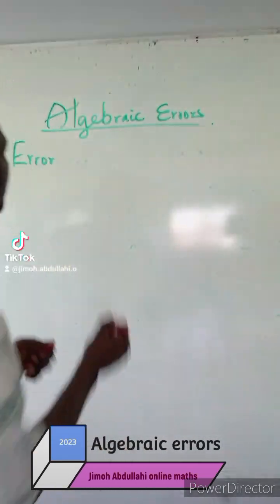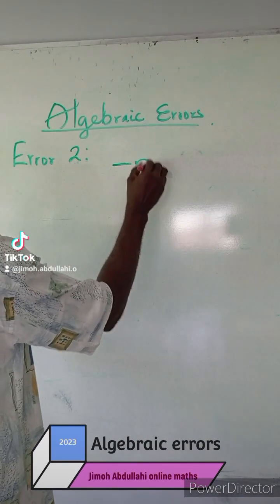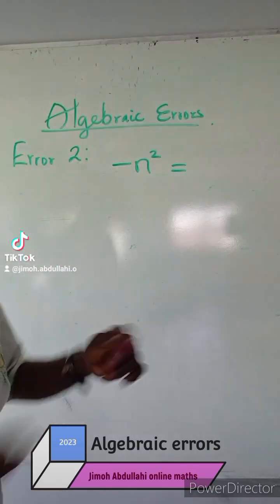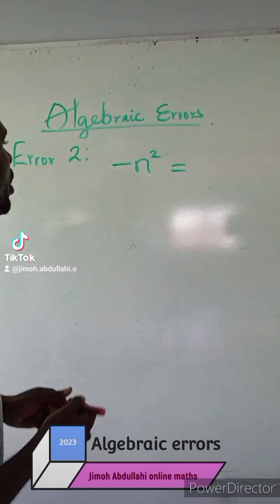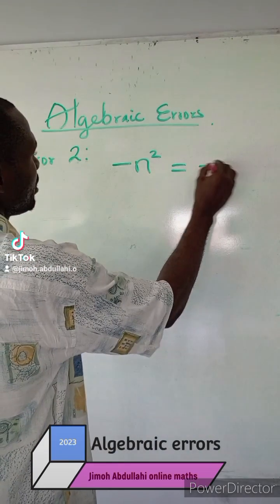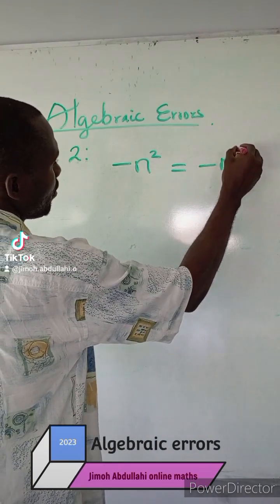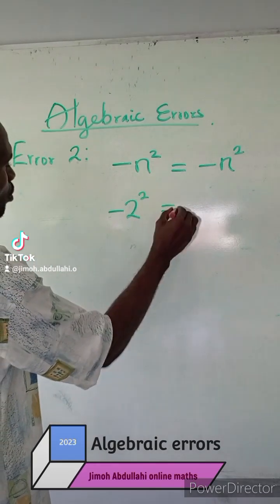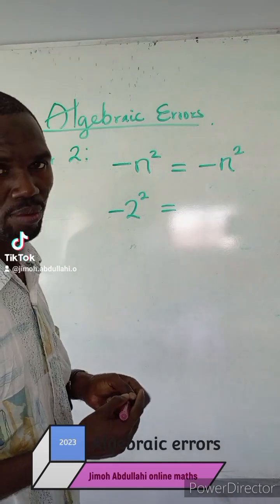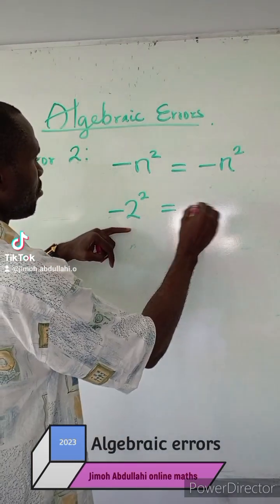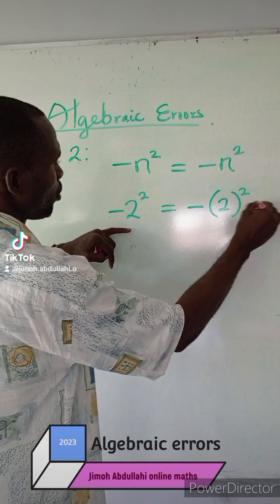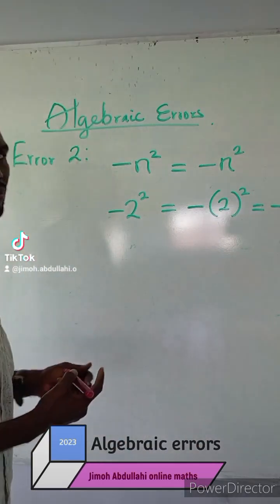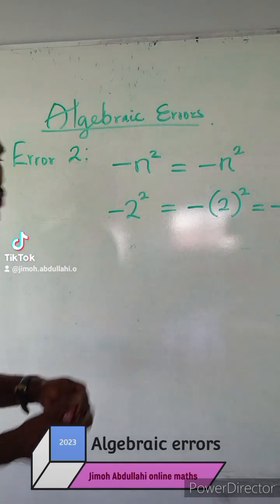Error 2 is when you have a negative number to the power of something. If you have something like minus 2 to the power of 2, it is still the same thing as the negative of the power of the number. The answer is not going to be 4. This will give me minus 2 to the power of 2, and that will be minus into 4. The answer will be minus 4.